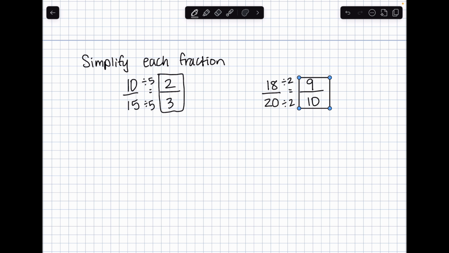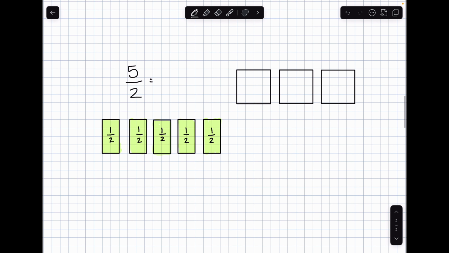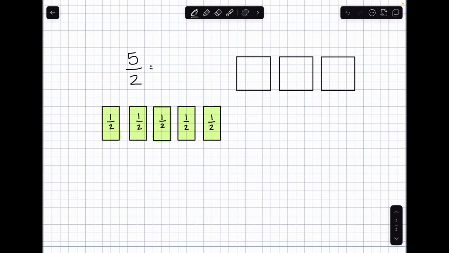When you get into more advanced fractions, you also may come across something that looks like this. So this is called an improper fraction. Improper fractions are those fractions where the numerator is larger than the denominator. So in this case, we still need to simplify these, but we're going to do it a little bit differently. Our final answer is going to look a little bit different.